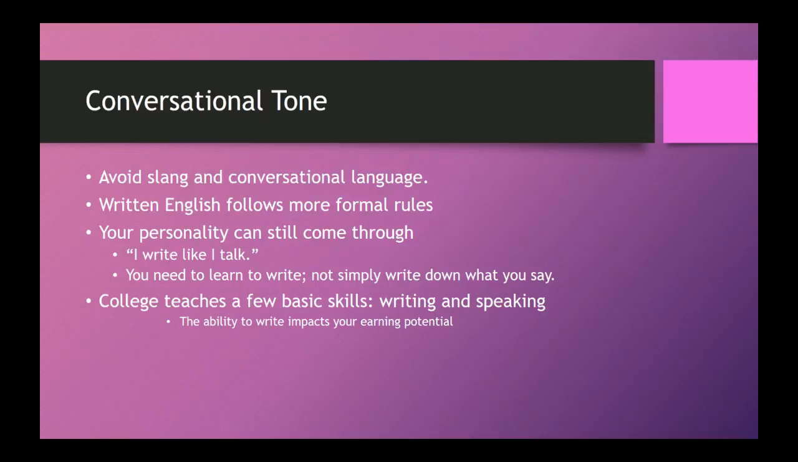Written English follows more formal rules than spoken English. And it's not like I want your personality to disappear. You will still come through. In fact, you'll come through clearer if you write more formally. As I said before, the ability to write is one of the three big things you're going to get out of college. Consider the fact that a bachelor's degree and that ability to write, that is one of the primary results of getting that degree, that over the course of your life it will guarantee a minimum of an additional $1 million of income. Now, unfortunately, they don't give it to you all up front, but if spread out across your career, you will make $1 million more than someone who can't write.